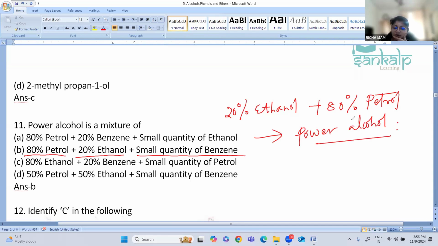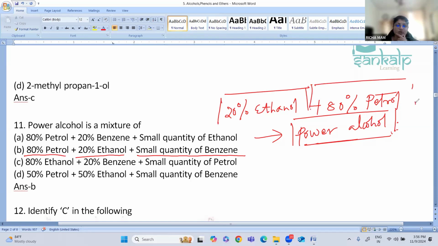Where is power alcohol used? To drive engines, in racing bikes and racing cars. There you use this power alcohol, so that it is used in the internal combustion of these engines to build the power. Power alcohol is 20% ethanol and 80% petrol, gasoline. Option number B.